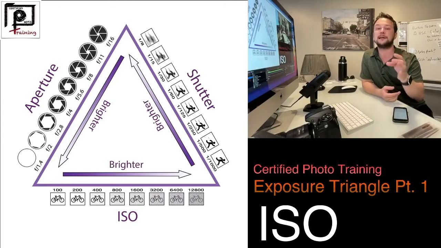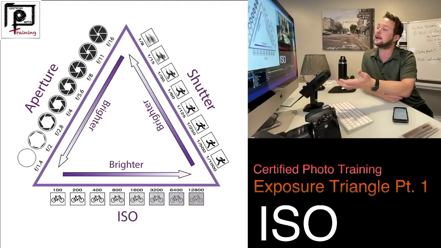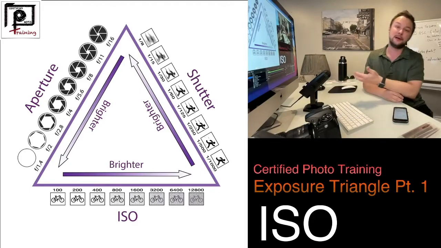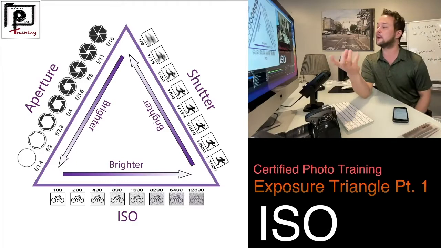Now, if you look at the diagram that I have here on screen, you'll notice that at 100, there's no pixelation or noise at all. And as you advance over to the right-hand side, up past 6400, you'll notice that there's a lot more breakup of the image.